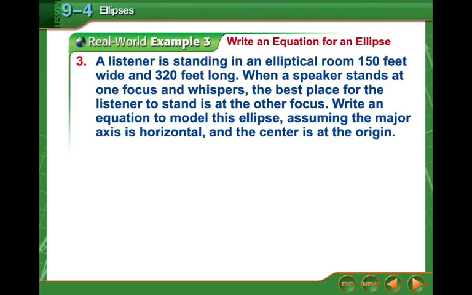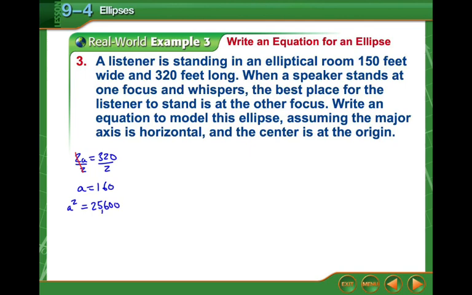This next one, a listener is standing in an elliptical room, 150 feet wide, 320 feet long. So that tells us what 2a and 2b are. So remember, a is always going to be the longest one. So 2a is equal to 320. So we divide both sides by 2, and a is 160. Remember, we want to know what a squared is going to be, so we're going to square that.